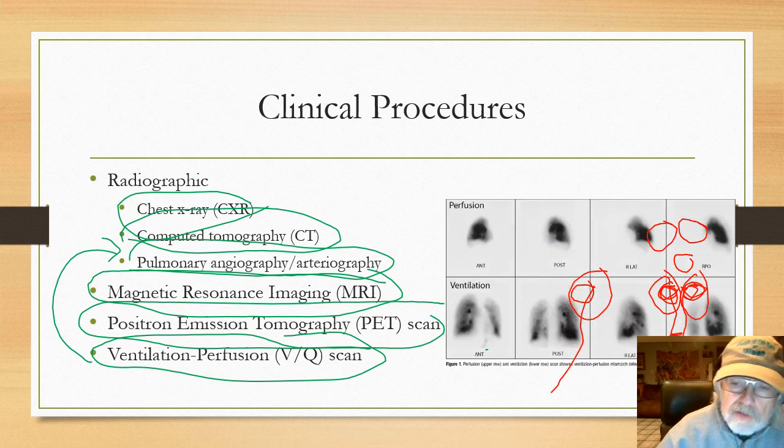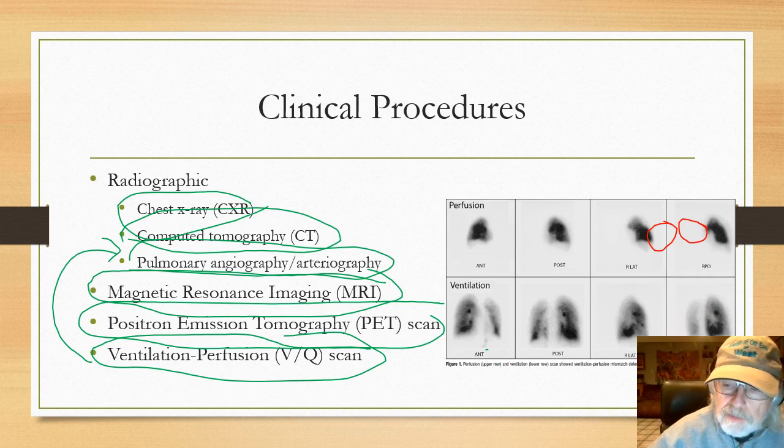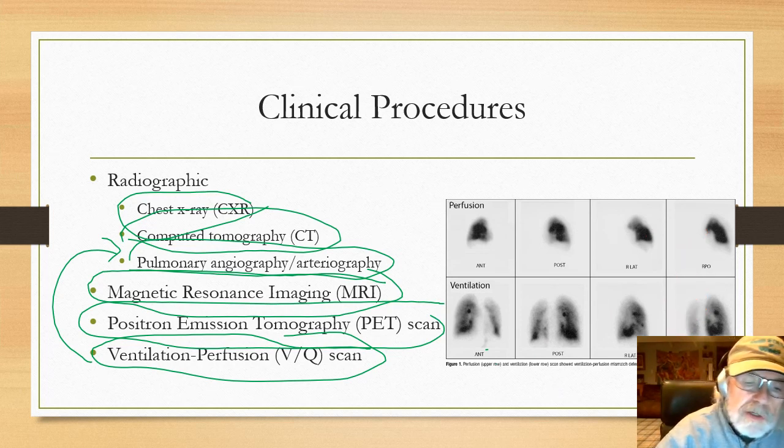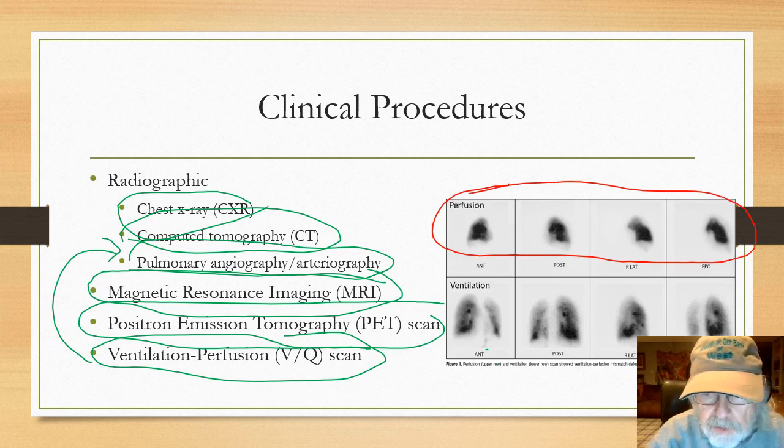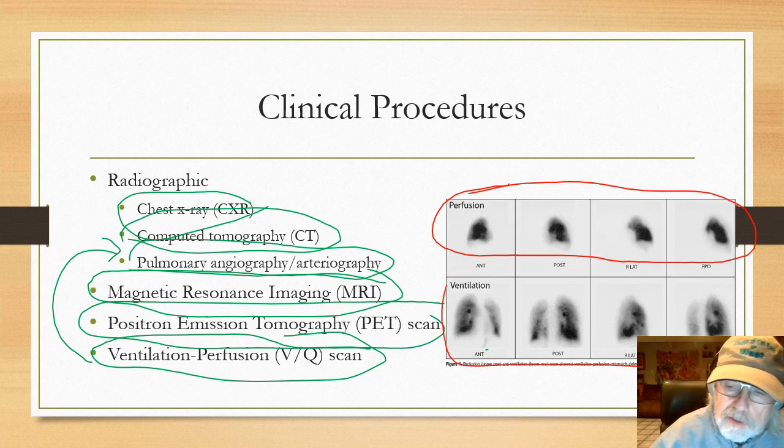And then we have, this is called a VQ scan, or that ventilation perfusion scan, okay? And with this ventilation perfusion scan, here's the perfusion. If you look up at the top, okay? They're looking at, this is reflective of the blood flow, okay? The blood flow is going there. This is the ventilation, okay?